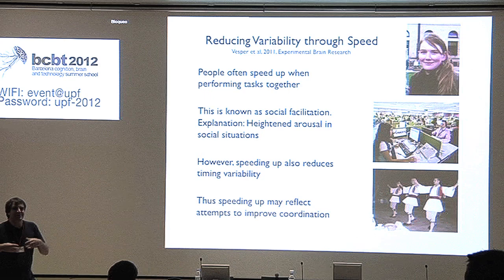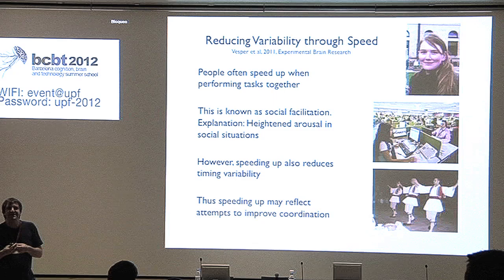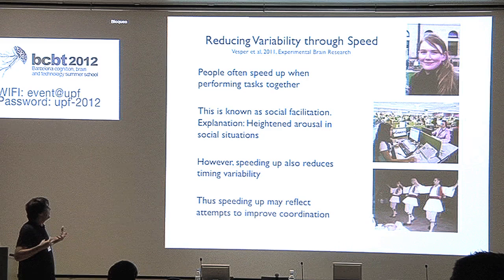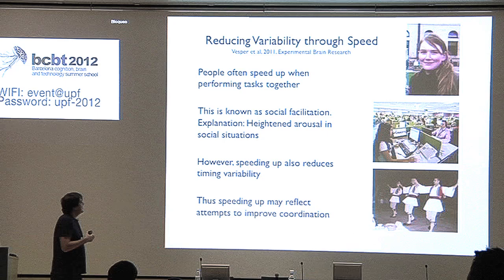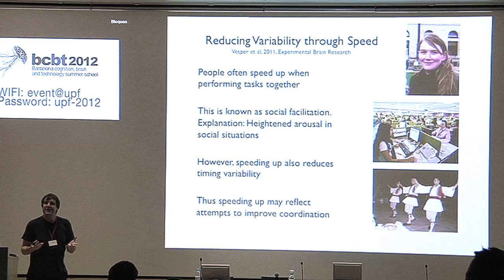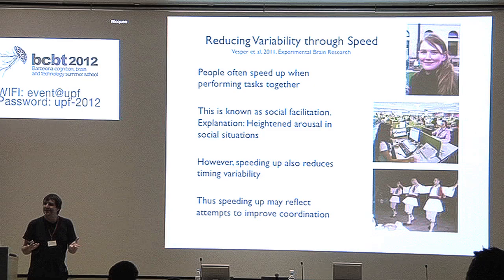So this is known as social facilitation, and normally this has a really social, emotional explanation. The classical interpretation of social facilitation is that people have a heightened arousal, so you're a bit nervous when another person is in the other room. You have high excitement, you're more awake, so to say. That is why you speed up. However, if you speed up, if you go to your limits, in running, or in any performance, you also reduce variability. It's a simple statistical fact, right? As you go to your limits in performance, variability goes down.